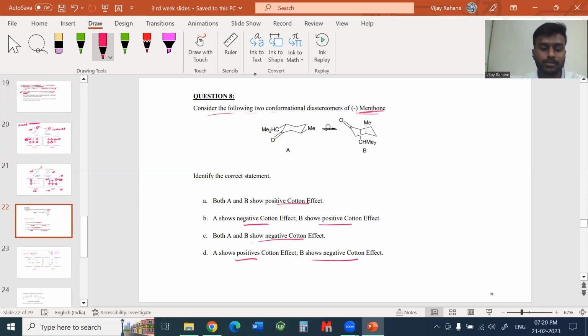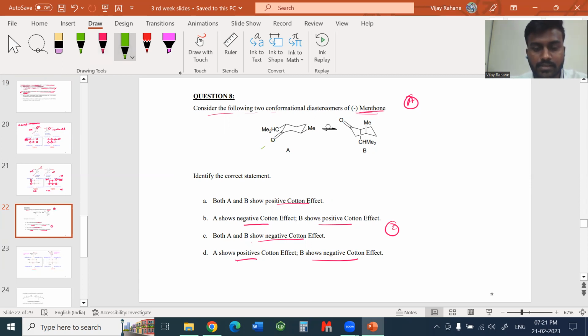So we just need to find out which Cotton effect this molecule shows, and then we are able to solve the answer, right? So directly draw the structures for this molecule, and then identify which Cotton effect this molecule shows. For molecule A, I will draw it here up for A, and here lower for B. I will draw with the green color for A.